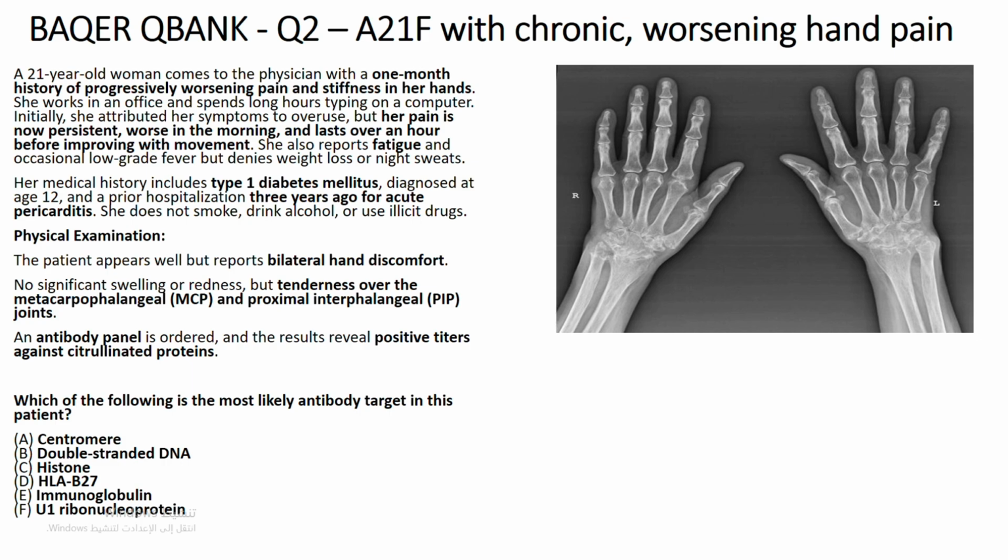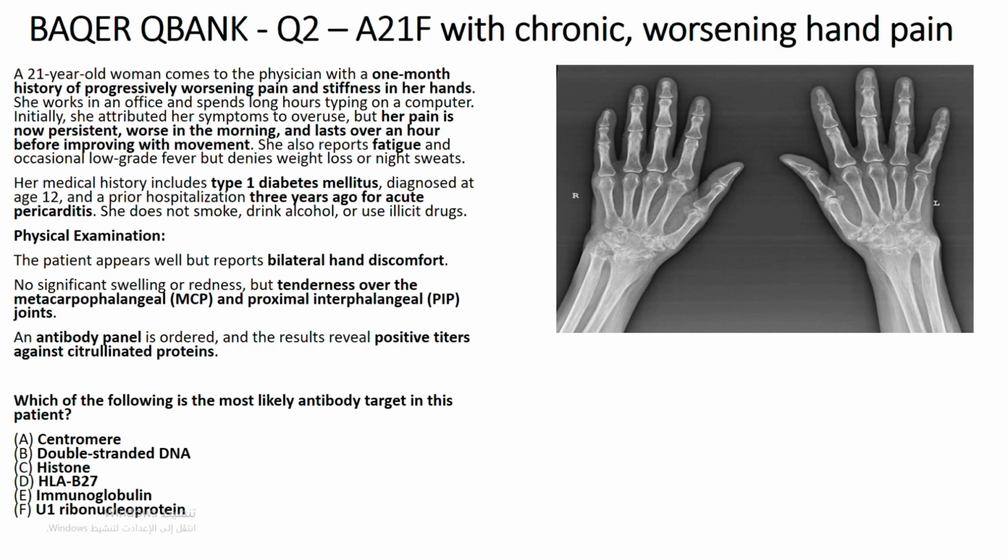Why are the other options wrong? Because centromere antibody is seen in limited scleroderma, CREST syndrome, not rheumatoid arthritis. Double-stranded DNA is a systemic lupus erythematosus antibody, usually with kidney disease. Histone is drug-induced lupus from hydralazine or procainamide. HLA-B27 is seen in ankylosing spondylitis and seronegative spondyloarthropathies. U1 ribonucleoprotein is classic for mixed connective tissue disease. So here, the right answer is immunoglobulin, the closest representation of the rheumatoid factor.